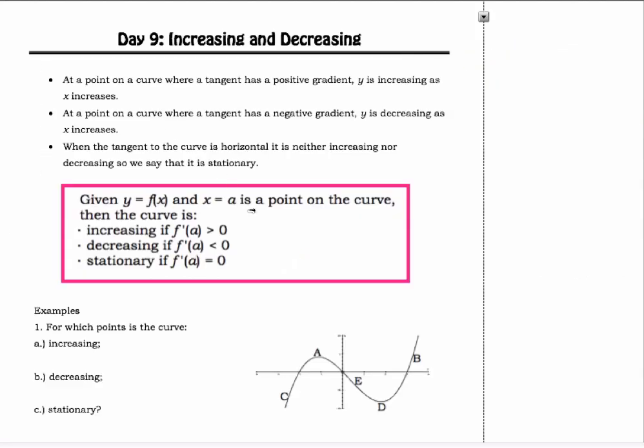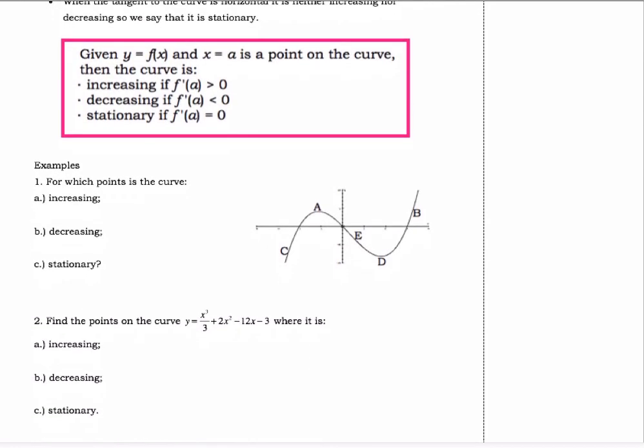So here's what sums it up. If the derivative is greater than 0, it's increasing. If it's less than 0, it's decreasing. If it's equal to 0, it's a stationary point. It's not increasing or decreasing.